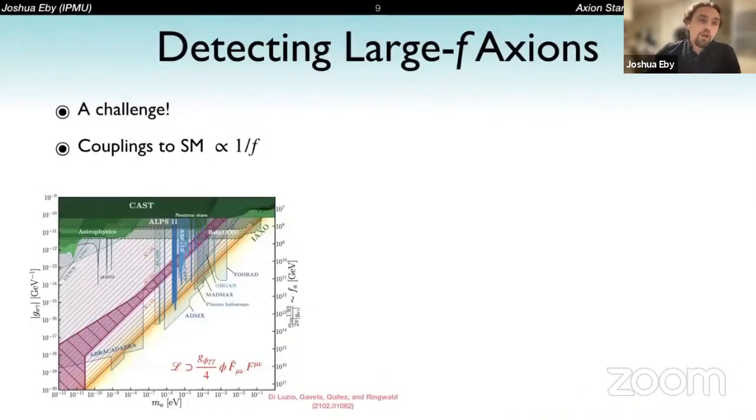Okay, so that's basically the first part of my talk. In the second part, I would like to tell you a little bit about detecting axions. As I pointed out, of course, detecting large F axions is a big challenge. I don't think I need to convince anyone of that.